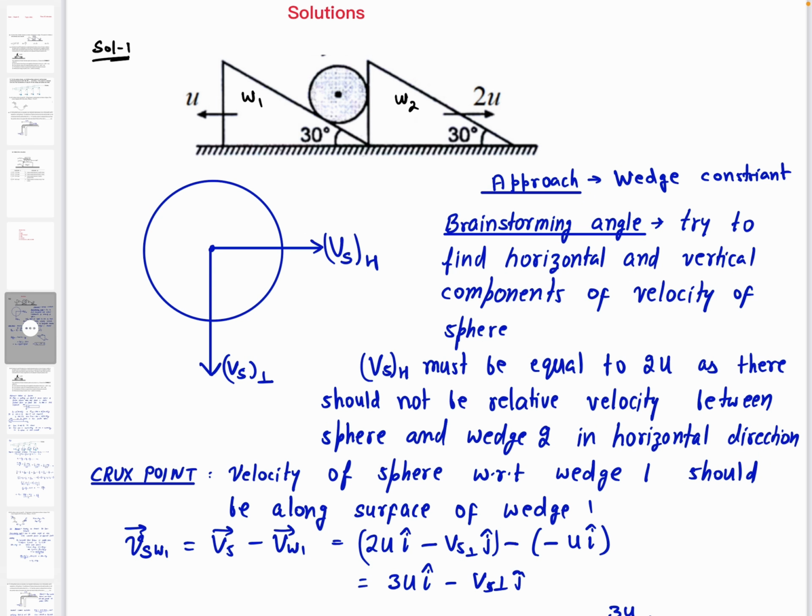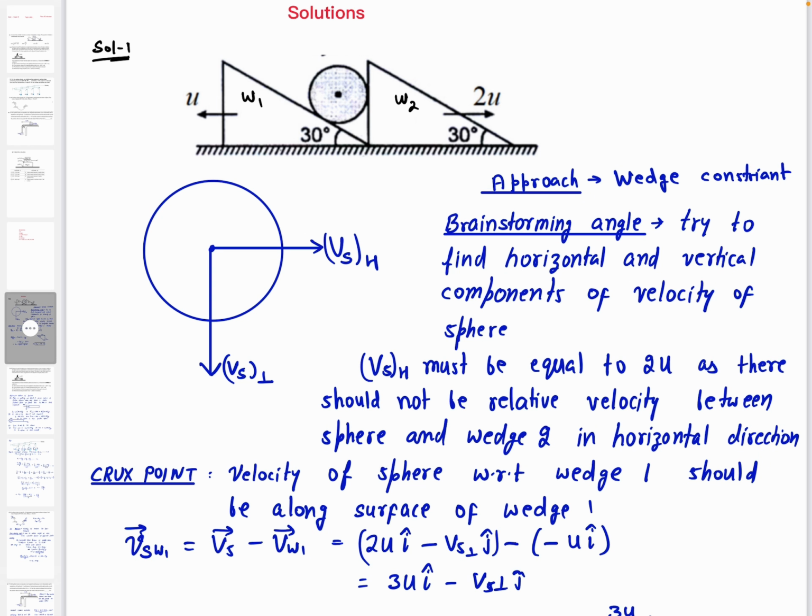Okay. So now here, if you see, the left wedge is in motion, and the sphere on it is moving, which means the velocity of the sphere can be along the surface of wedge 1 only. So that is our crux point. The velocity of the sphere with respect to wedge 1 should be along the surface of wedge 1. It's not that with respect to the ground it is at an angle of 30 degrees with the horizontal, but with respect to wedge 1 it is at an angle of 30 degrees with the surface. That is the very important point of this question.